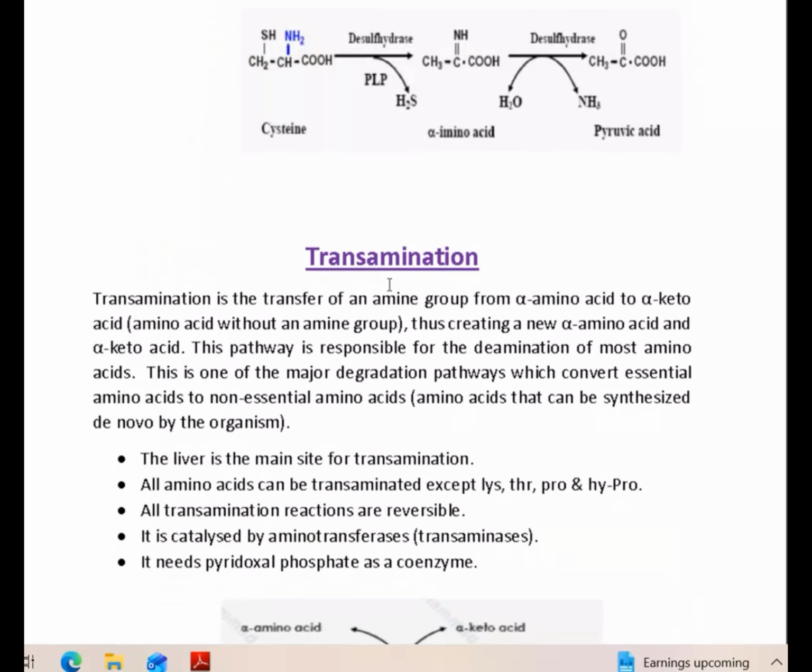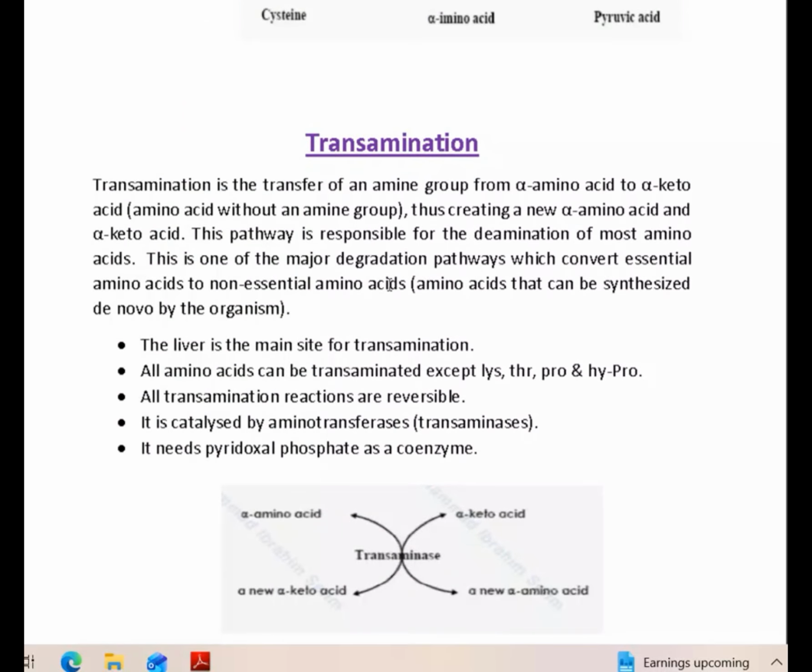Now, what do you mean by transamination? Students, transamination means the transfer of an amine group from an alpha amino acid to an alpha keto acid, thus creating a new alpha amino acid and a new alpha keto acid. This pathway is responsible for the deamination of most amino acids, and it is the most important major pathway which interconverts amino acids, converting essential amino acids into non-essential amino acids.